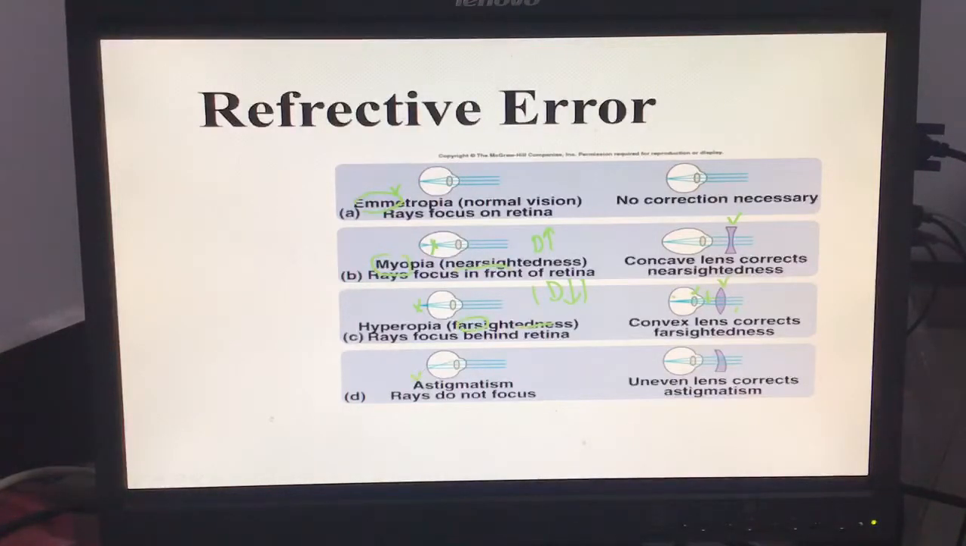For astigmatism, we can use a cylindrical lens. I already explained it. A cylindrical lens is a mixture of concave plus convex, so we can use it for astigmatism. In astigmatism, some light rays you can see here focus before the retina, some light rays are focused on the retina, and some light rays sometimes focus behind the retina. So to correct it, we can use both lenses together in the astigmatism case.